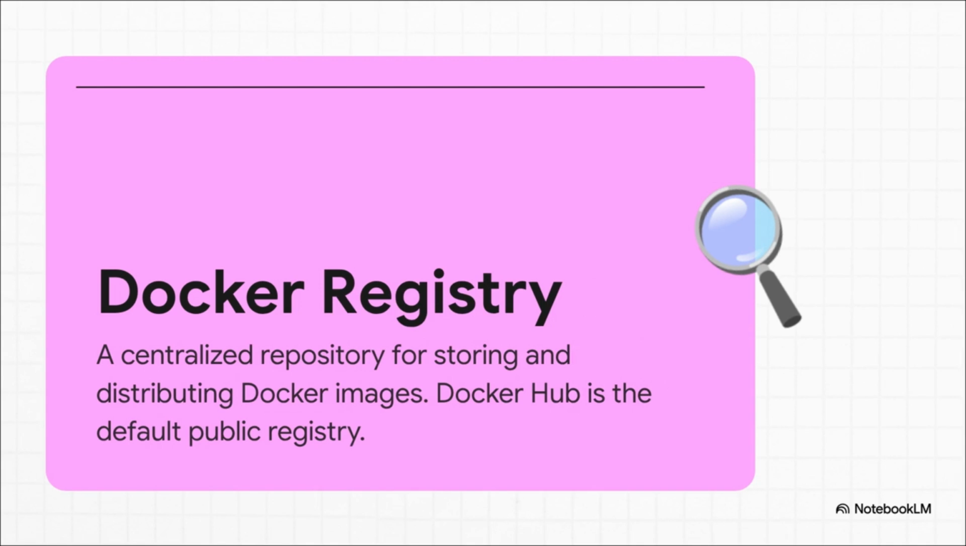So, you've built this amazing portable image. Where do you put it? In a Docker registry. Think of it like GitHub or an app store, but for Docker images. You can push your own images up for your team to use, or you can pull down official pre-built images for stuff like databases or web servers. The biggest public one is called Docker Hub.